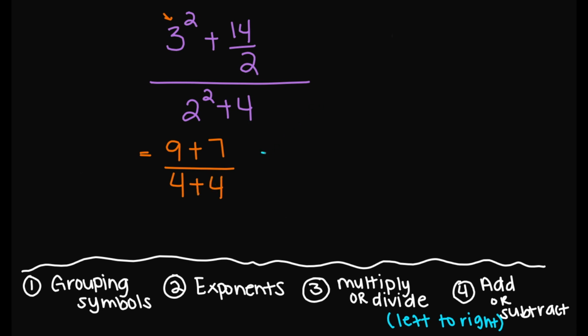Now we're going to add in my numerator. So 9 plus 7, this is going to equal 16. And then 4 plus 4, this is going to equal 8. So your final answer here, you have 16 divided by 8. This is going to be 2. So your final answer here is 2.